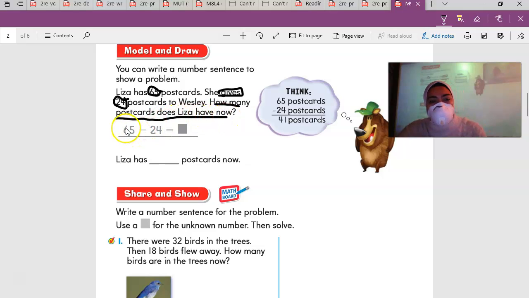So she had 65. You're going to trace that. She gives, that means take away. How much does she give? 24, trace that. Equals how many postcards she has now. So when you think about it, the bear is telling you subtract 65, take away 24. That makes 41. 5 take away 4 is 1, and 6 take away 2 is 4. So how many postcards does she have now? 41.